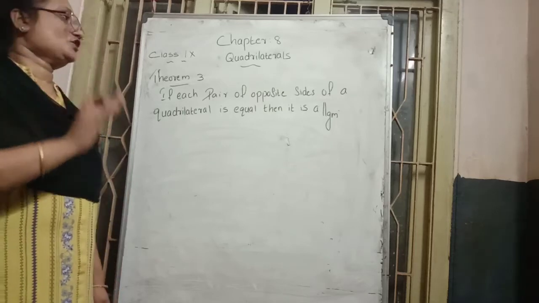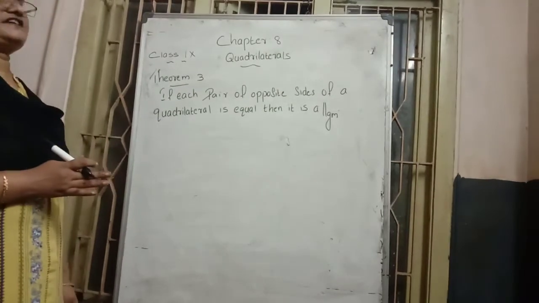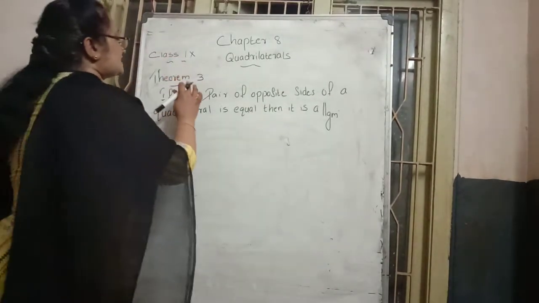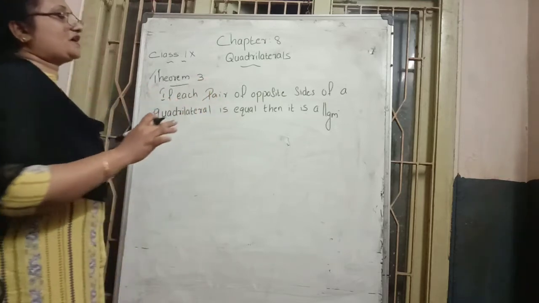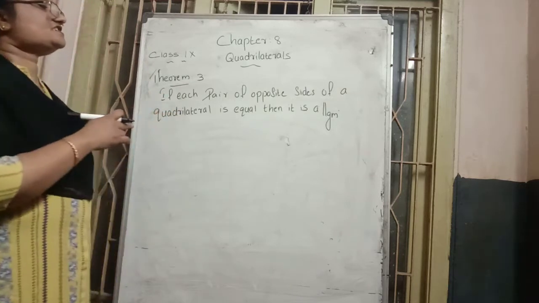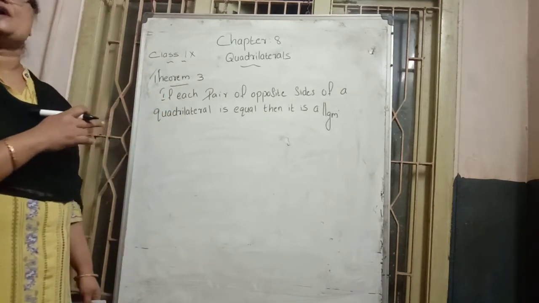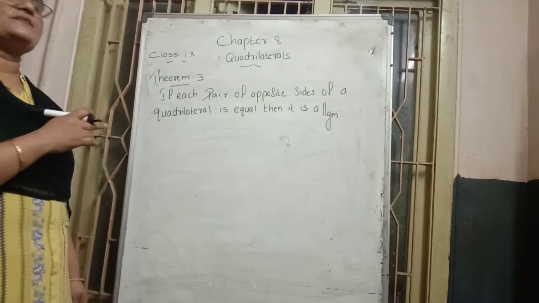Hi students, now we are going to discuss chapter 8, quadrilaterals. In quadrilaterals, theorem 3 says that if each pair of opposite sides of a quadrilateral is equal, then it is a parallelogram. We want to prove that the quadrilateral becomes a parallelogram.